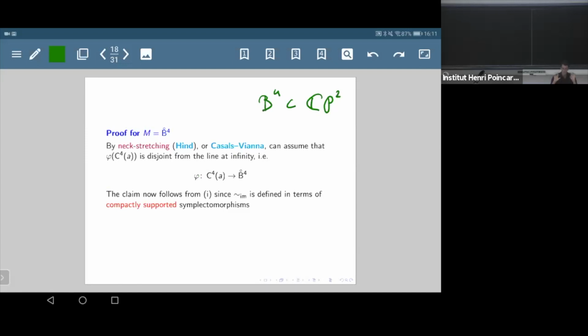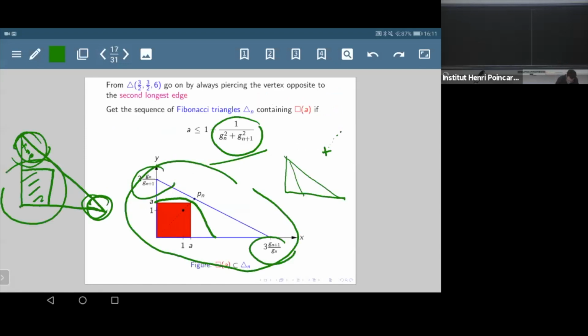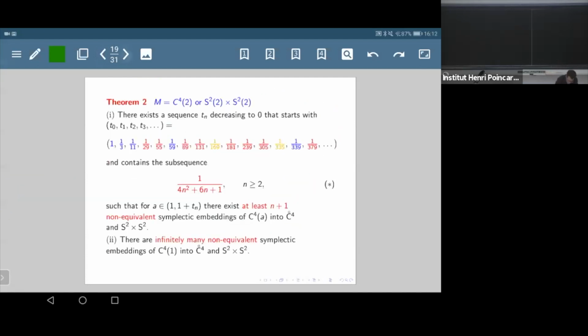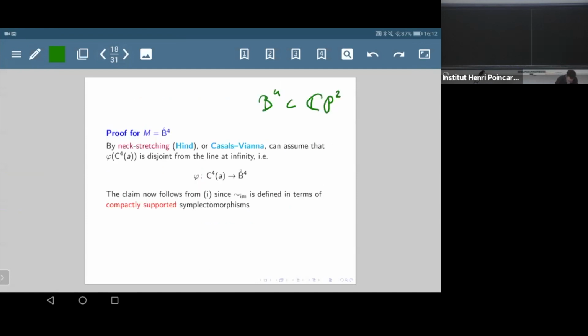Because I take now 2 embeddings into the ball, since I have compact support, I can extend to CP2, then apply this and conclude. But for this, I must check that in these previous fibrations, I can really avoid a CP1 at infinity. And this is not totally obvious. So for these embeddings, it was very nicely done in recent work by Roger Casals and Renato Vianna.